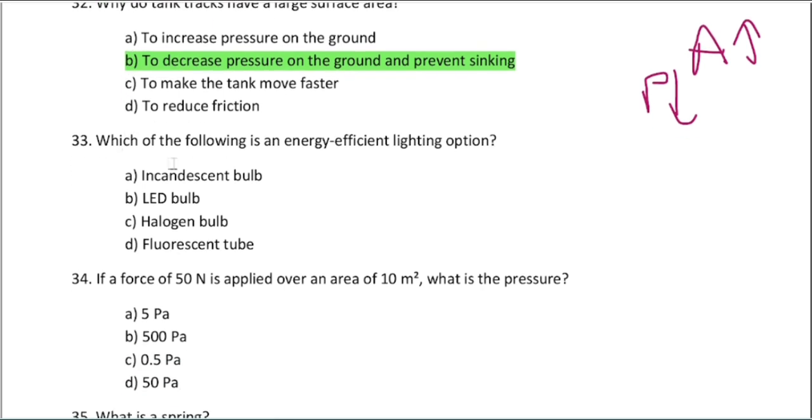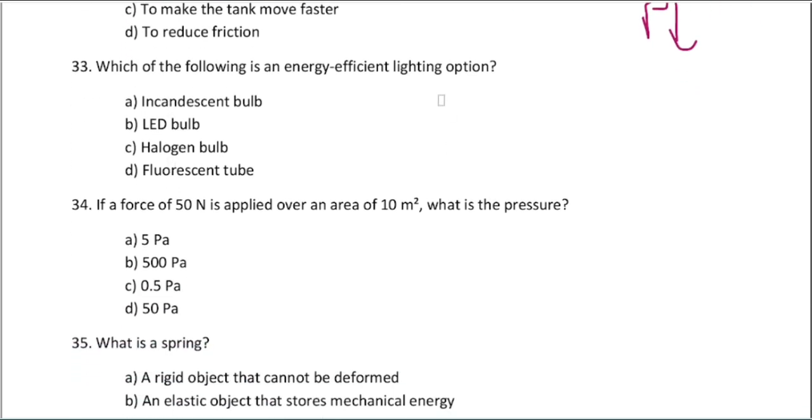Which of the following is an energy efficient lighting option? Energy efficient, you know that LED bulb, right? Halogen bulbs are not. CFL bulbs are not. Condenser light bulb is not, right?